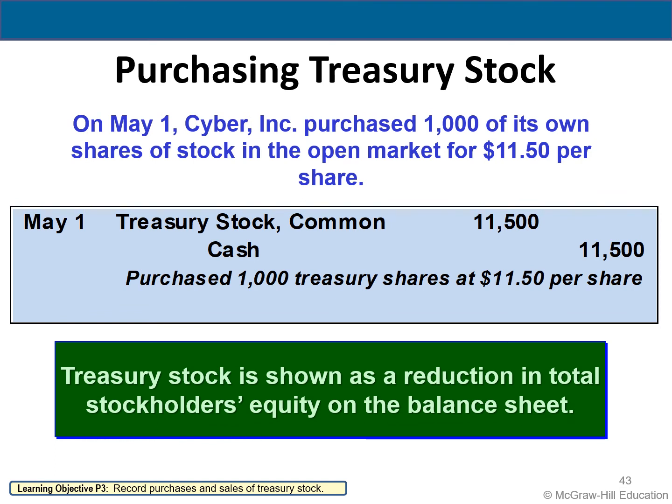And so for the example here, if we purchase 1,000 shares of our own stock back on the open market for $11.50, we are going to record a common stock treasury account debit, which is a contra equity account, equal to the 1,000 shares times $11.50 per share. And we're going to reduce our cash with a credit of $11,500.